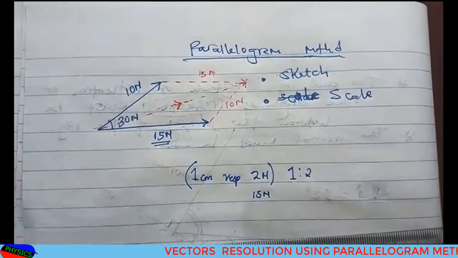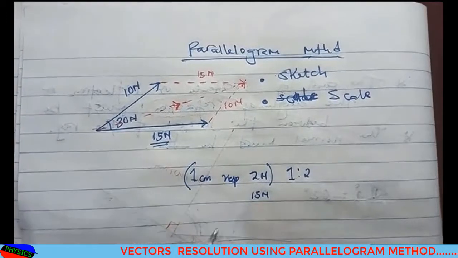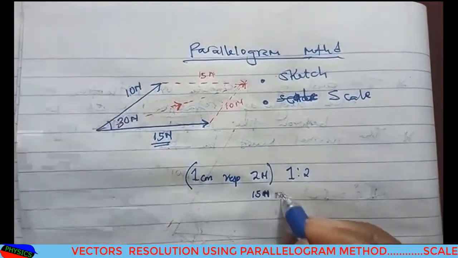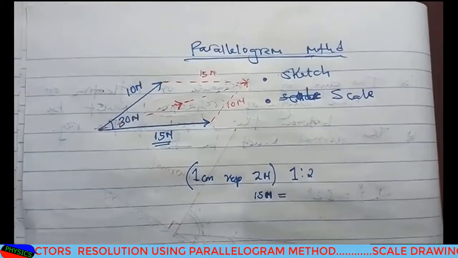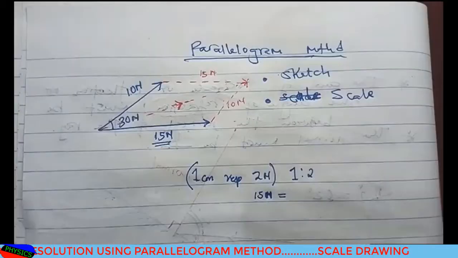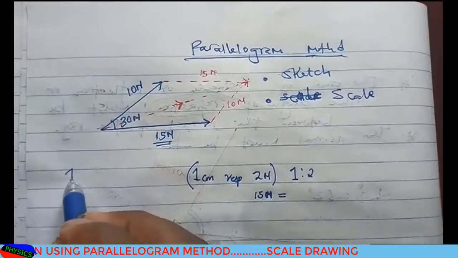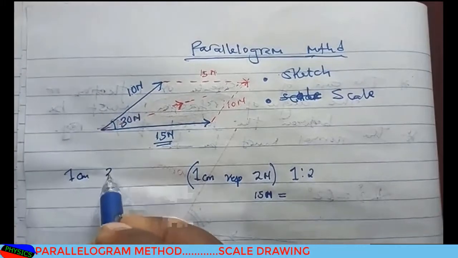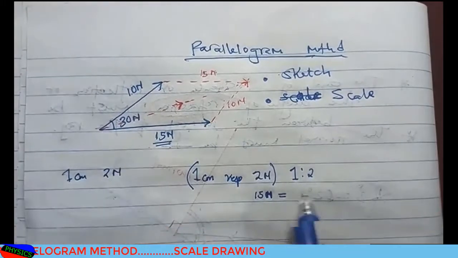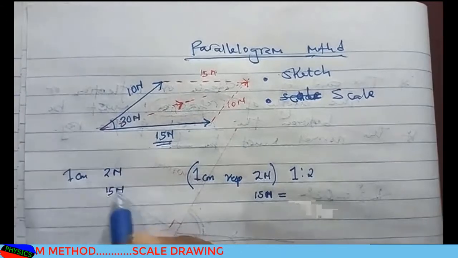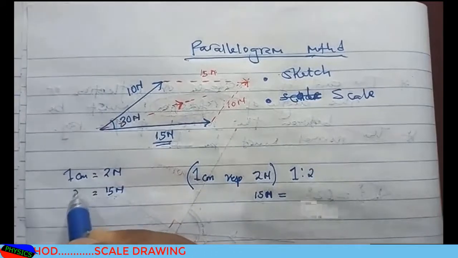Will be represented by what? So then I have my 15 newtons will be represented by 7.5. Yeah, 7.5. So if 1 centimeter represents 2 newtons, what about 15 newtons will be represented by x?